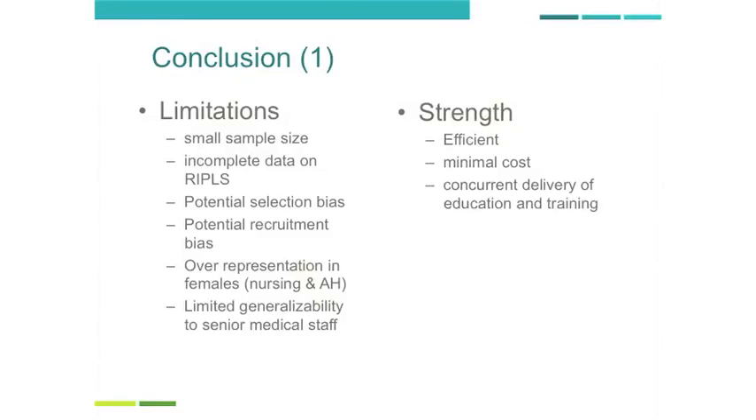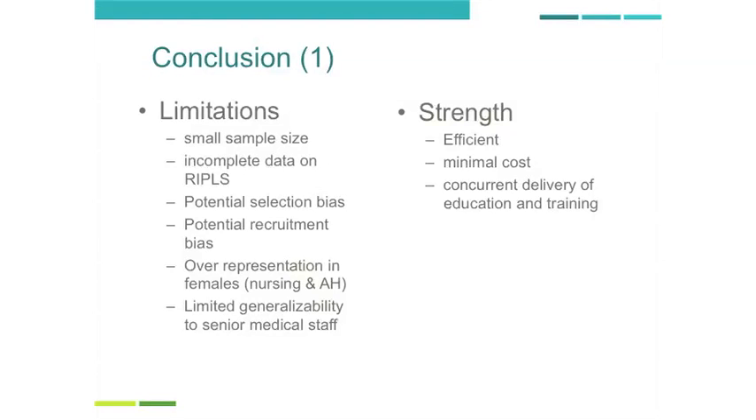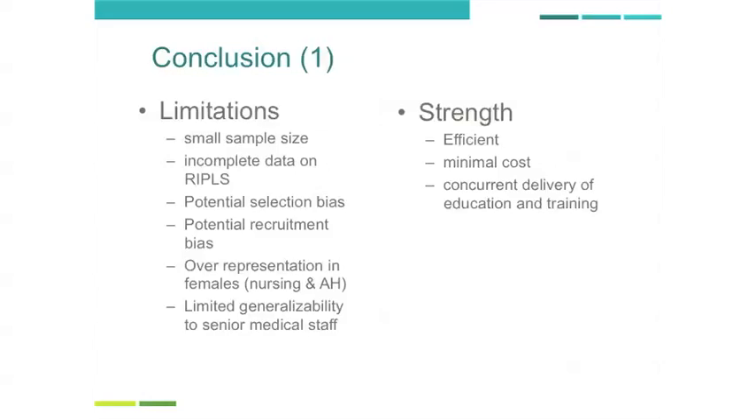There was overrepresentation of females. Improvements were better in females, but that's partly because the nursing staff and allied health staff were pretty much female predominant. Generalizability of this result to senior medical staff is limited, as most of the medical participants are of junior years. In terms of strengths, we felt that it was a fairly efficient research method. Data collection was fairly straightforward, there was minimal cost involved, and we were able to provide concurrent delivery of education and training at the same time as well.